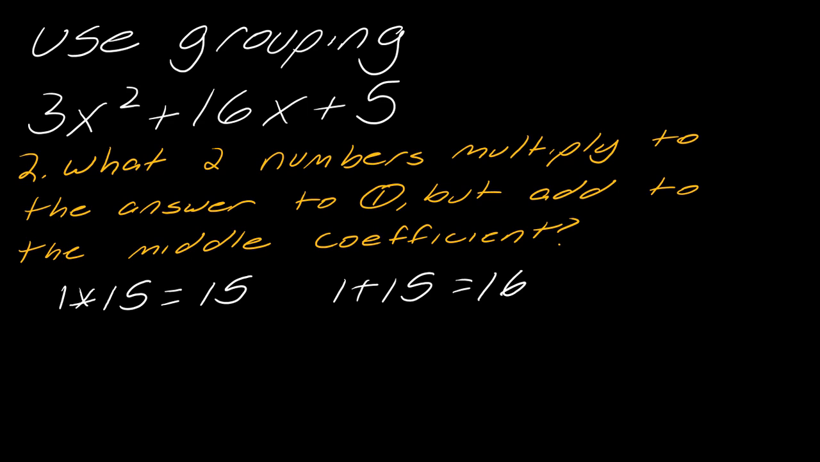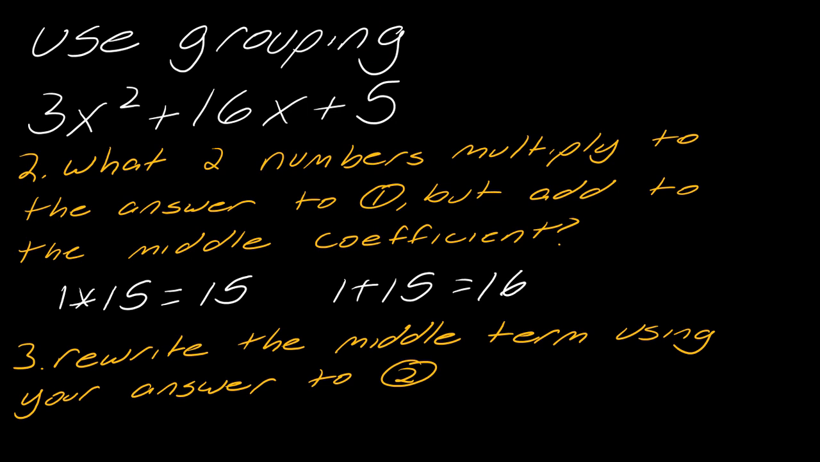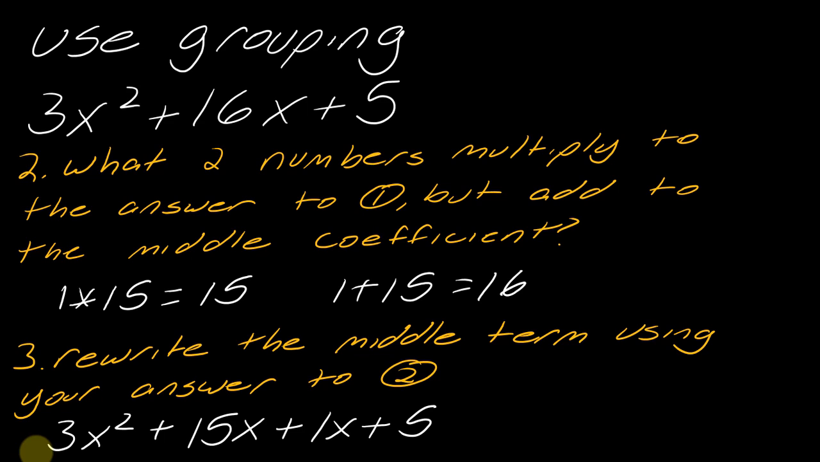Okay, so now using this answer, we're going to rewrite this expression using these numbers. So let me write this down. So we want to rewrite the middle term using your answer to 2. So I've still got 3x squared, but now instead of this being 16x, I'm going to rewrite this as 15x plus 1x plus 5. Okay, so now what this is going to allow us to do is we can use grouping to finish this. So let me clear some space.